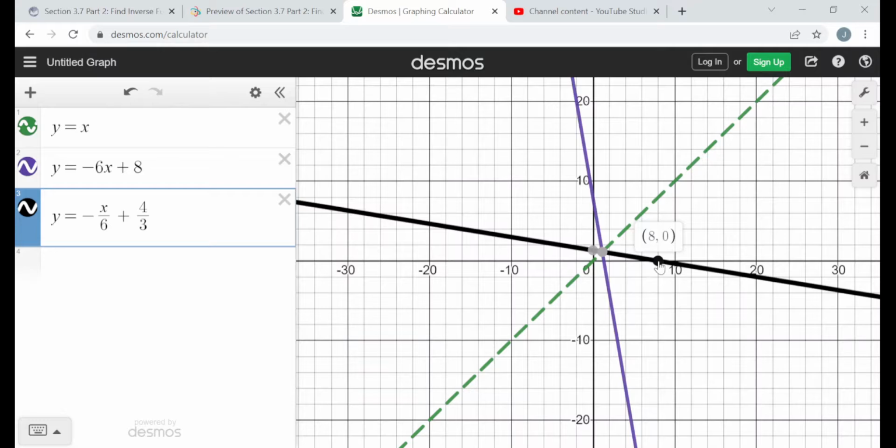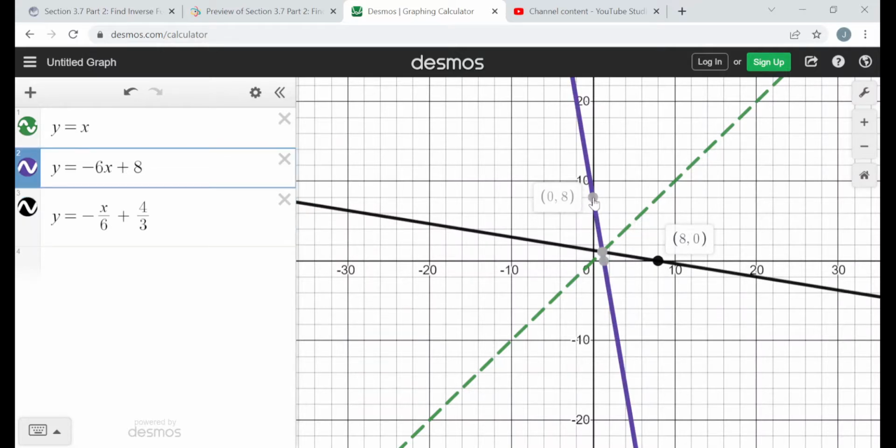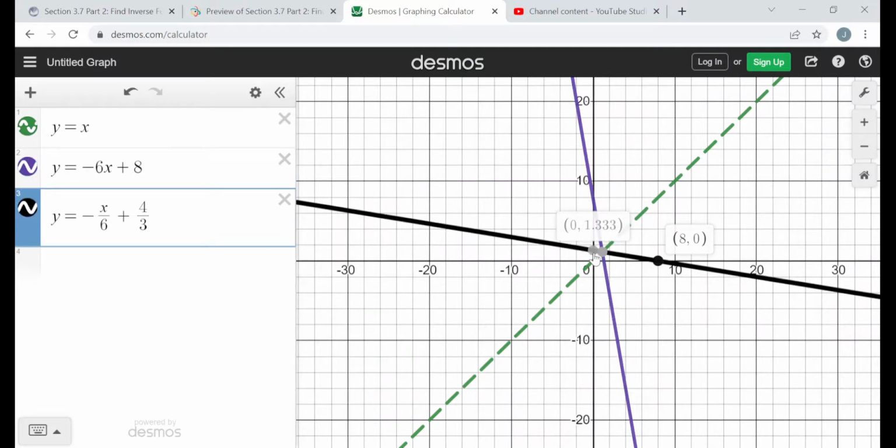Here this has the point 8, 0. This graph has the point 0, 8. Right, the x and y switch. This has 4/3, 0, and the black graph has 0, 4/3, 1 1/3. So the x and y switch. They're reflections across the line y equals x. They are indeed inverses. And if you were to compose them, you'd end up with just x.